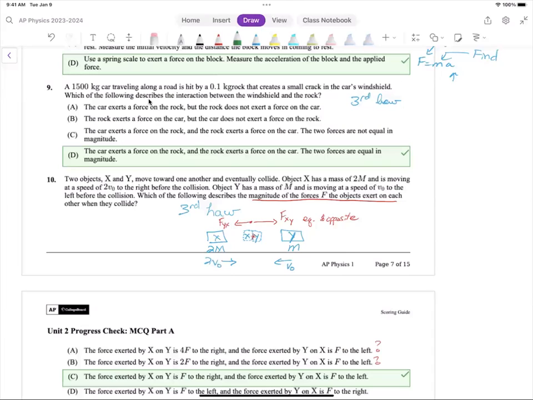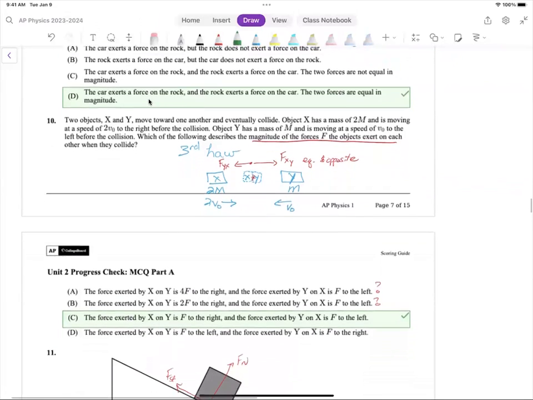B, the rock exerts a force on the car, but the car does not exert a force on the rock. Again, same reason why A is wrong. C, the car exerts a force on the rock and the rock exerts a force on the car. All right, good. They got that part right. However, the two forces are not equal in magnitude. The third law says they are equal in magnitude, opposite in direction. Hence why D is correct.